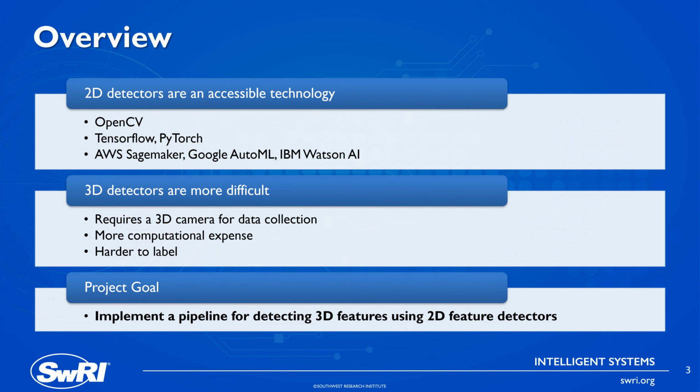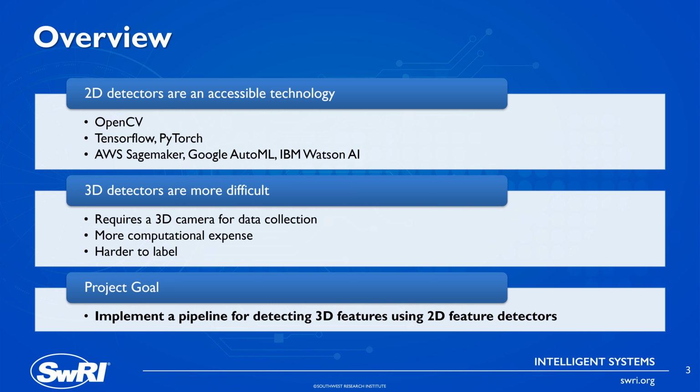The main idea of this research was that while 2D feature detectors are an accessible and mature technology, 3D feature detectors are more difficult. Machine learning algorithms can now be easily trained to detect complex features in 2D images. However, detecting those same features in 3D space can be much more difficult due to the complexities in data collection and annotation, as well as the computational expense of the algorithms themselves.